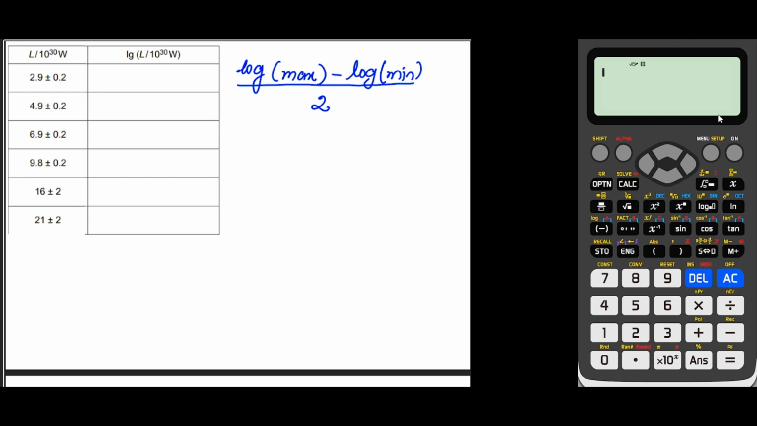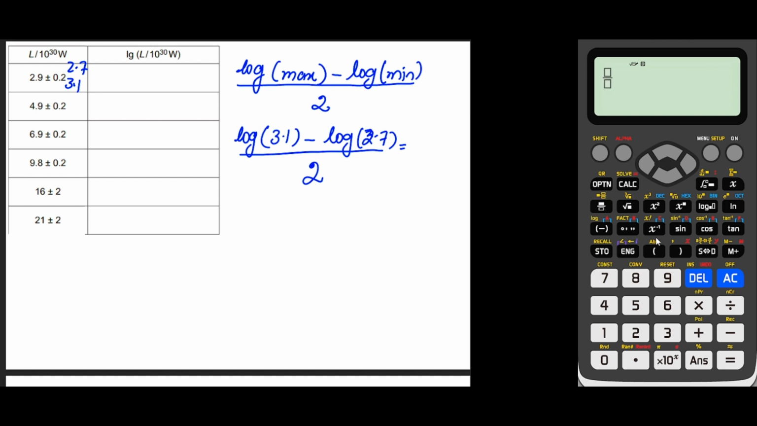So for the first one, if I see that the maximum value is 2.9 plus 0.2, that will be 3.1, because the absolute error is plus minus, so it actually sets up the range for the absolute maximum and minimum values. So technically this is going to be log of 3.1 minus log of 2.7 divided by 2. Now, if you calculate this on the calculator, it's going to look something like this.